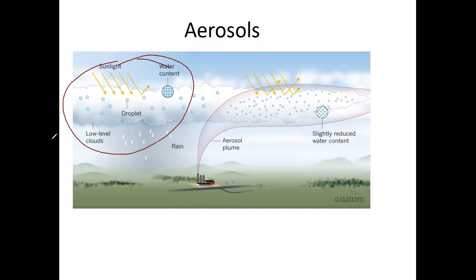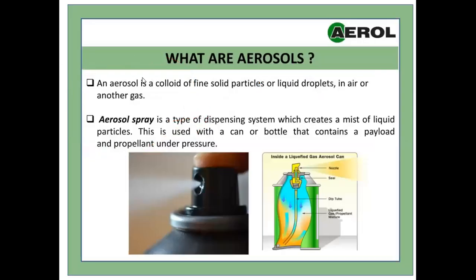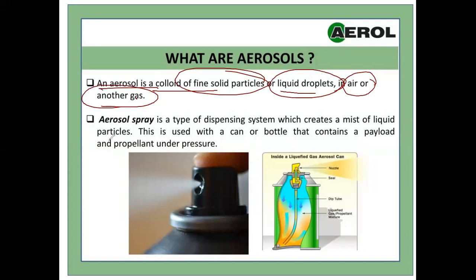Aerosols have different types of effects. They reflect or absorb light depending on the color of the particles they are composed of, and they provide condensation nuclei, which means that tiny particles help the atmospheric water vapor. An aerosol is a colloid of fine solid particles or liquid droplets in air or another gas. When you use a spray, what comes out is your aerosol. So liquid plus particulate matter is called aerosols.